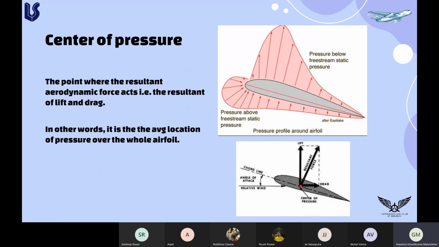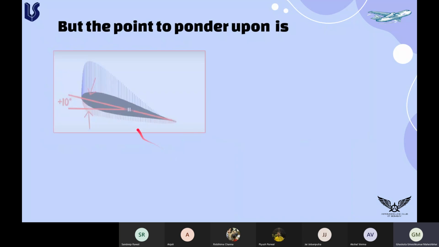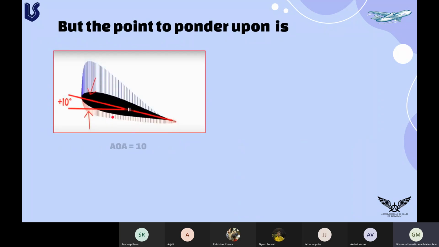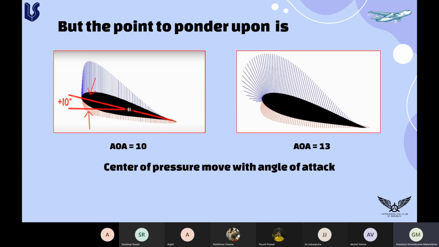As the lift and drag act at this point, there is no moment about this point, right? Moment means torque, so the torque about this point is zero. But suppose the airfoil is situated at an angle of 10 degrees, and another same airfoil at an angle of 13 degrees. As you can see, the pressure distribution around the airfoil changed, so obviously the position of the center of pressure changed. So the center of pressure moves with the angle of attack. It's not a static point.